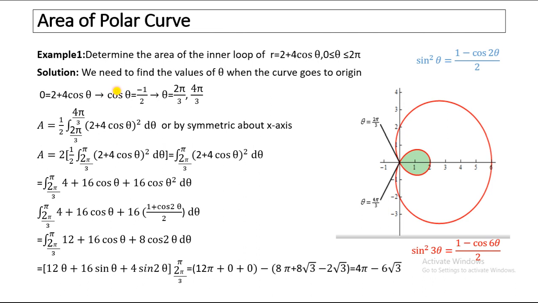Example 1. Determine the area of the inner loop of r equal 2 plus 4 cosine theta, theta greater than or equal to 0, less than or equal to pi. I want to find the area of the inner loop of this graph, r equal 2 plus 4 cosine theta. I want to find this area inside this loop.